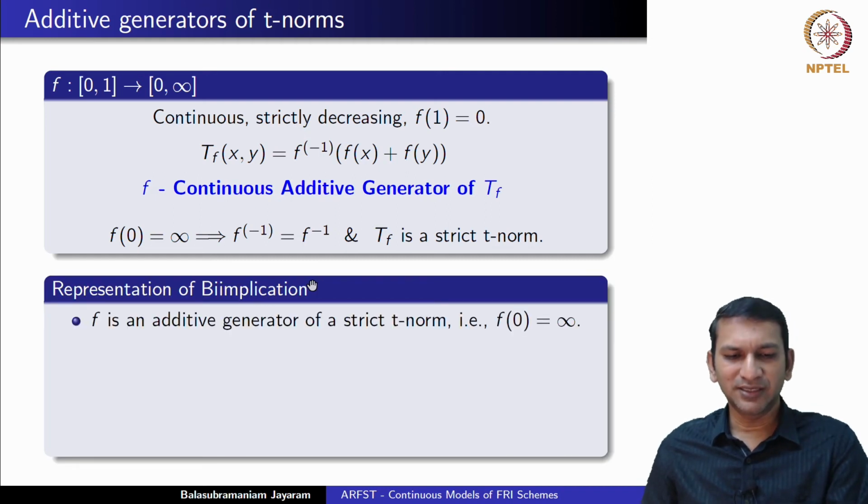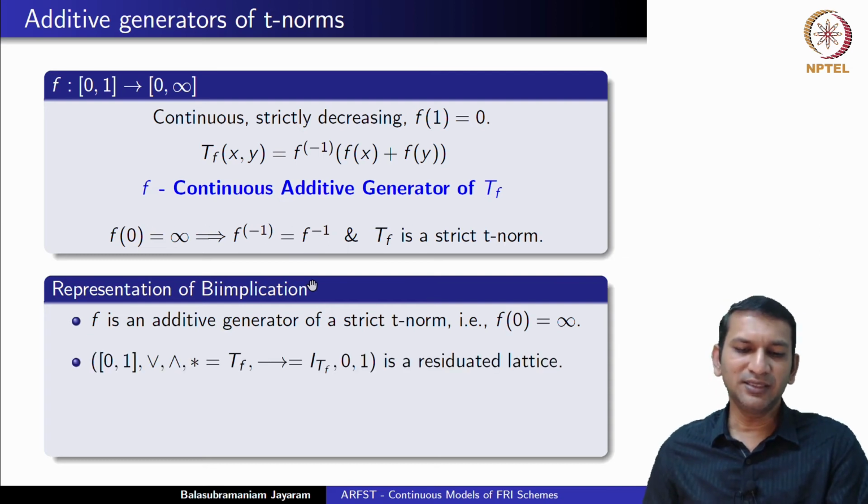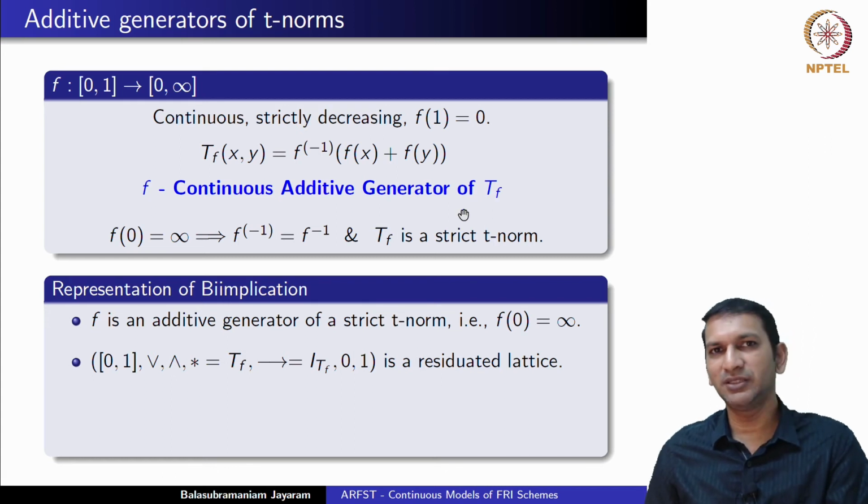Now what is interesting is, if we take such an additive generator of a strict t-norm, that is f of 0 is infinity, and consider the residuated lattice obtained from this generated t-norm. Note that this t_f is continuous, so it's left continuous. So definitely it will give rise to a residuated lattice structure on [0, 1].